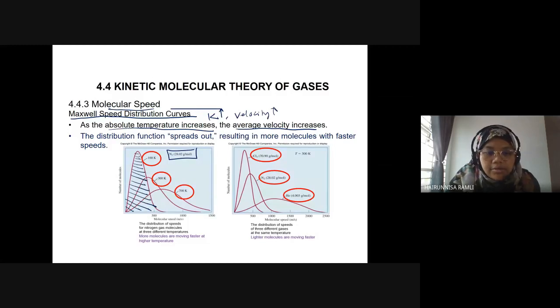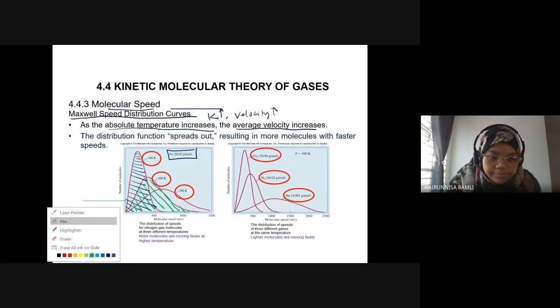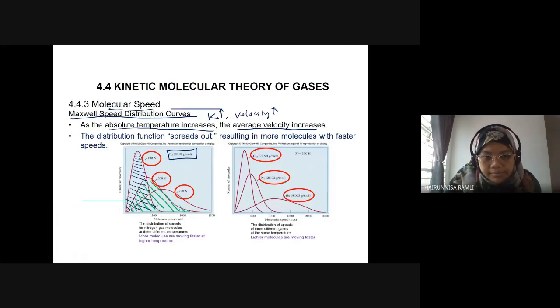Okay, sekejap saya draw dulu lah nak bagi nampak. Ini yang hijau adalah milik 300 ni punya. And then we have another one is 700. Okay, I hope you nampak lah. Saya lorekkan ni ikut tiga graf yang berbeza.